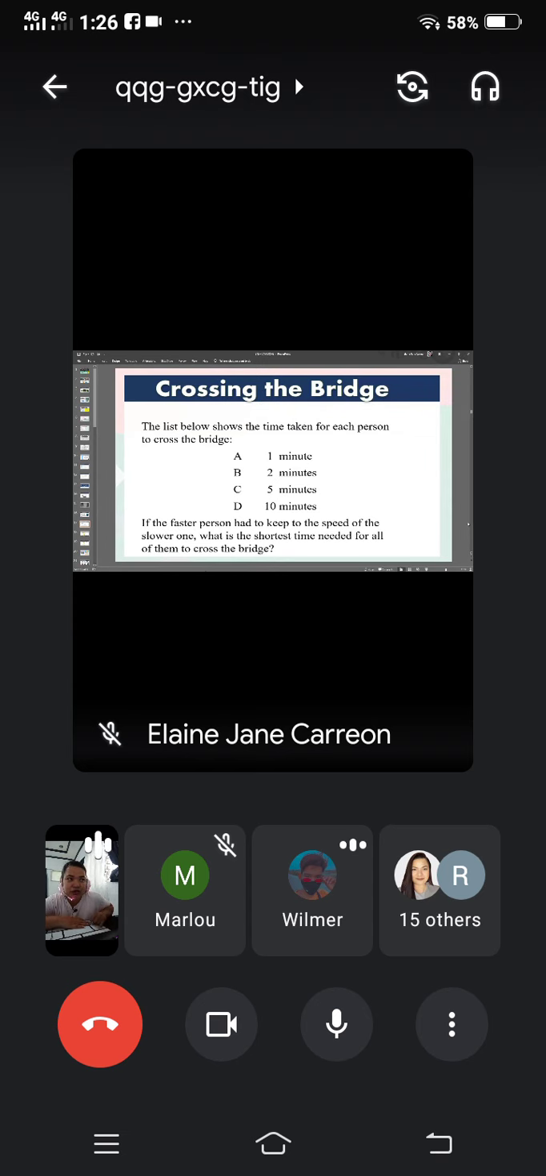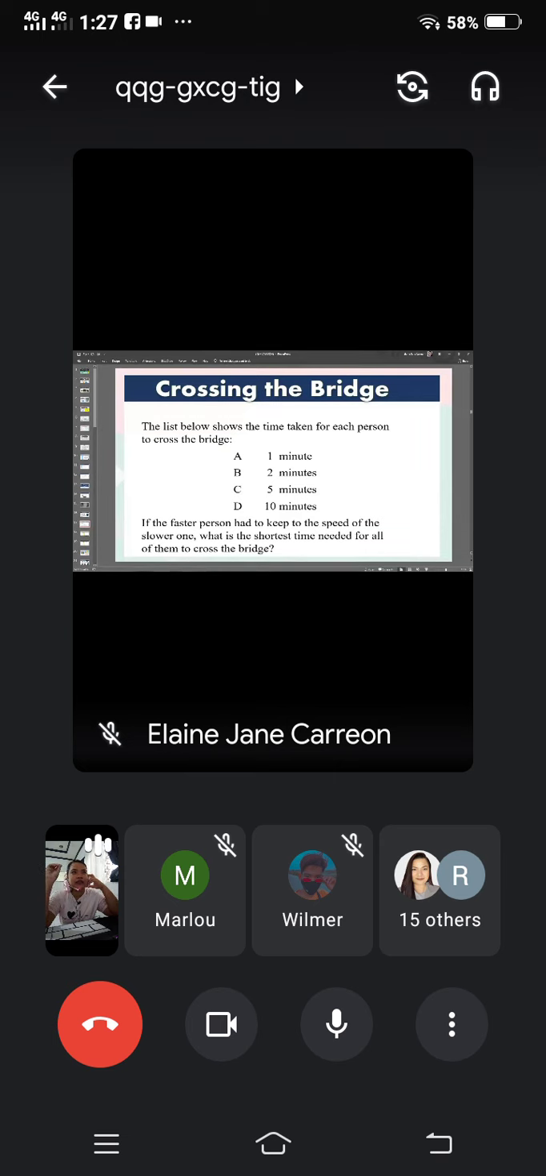Tapos sino pa susunduin? Si 2 minutes. So plus 2 minutes, 19 minutes. Okay, so that is our first solution. So 19 minutes. Pero ang ating kinukuha dito is what is the shortest time? Thank you very much, Wilner, for that solution. So we are looking for the shortest time.